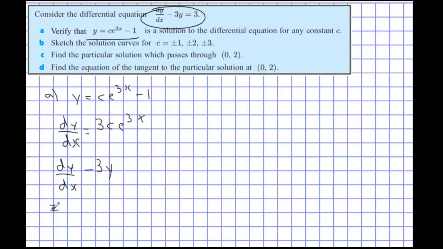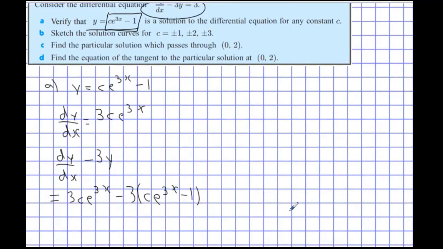So dy/dx minus 3y, well, that's going to equal the bit we've just worked out, dy/dx, 3c e to the 3x, minus 3y, so it's minus 3 times what we've been told is y, which is c e to the 3x minus 1. So if you look at that, you've got 3c e to the 3x minus another 3c e to the 3x. So these two cancel out. And then you just have a minus 3 times a minus 1, which is 3.